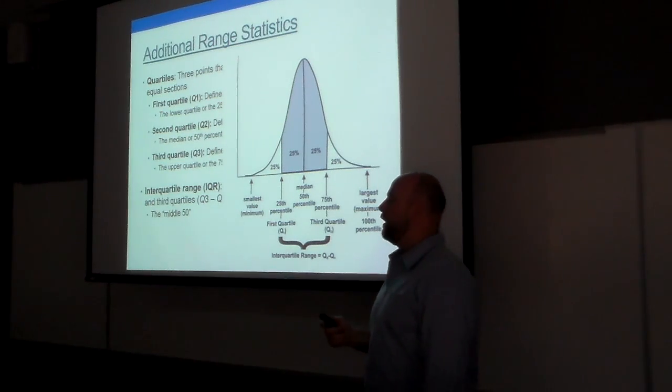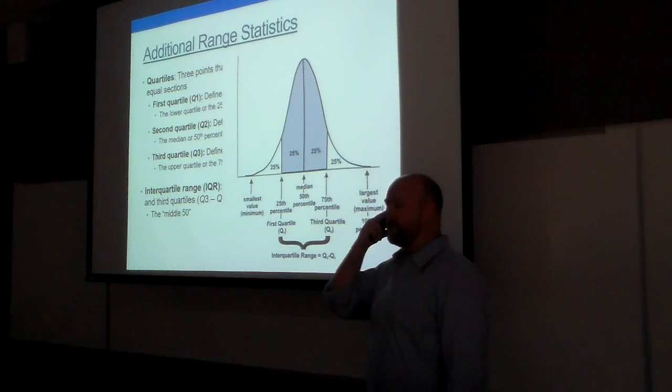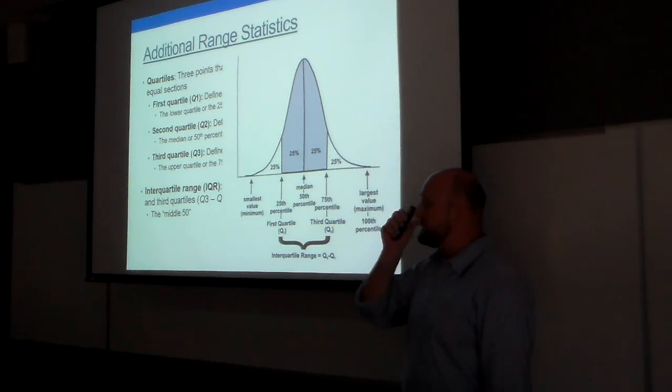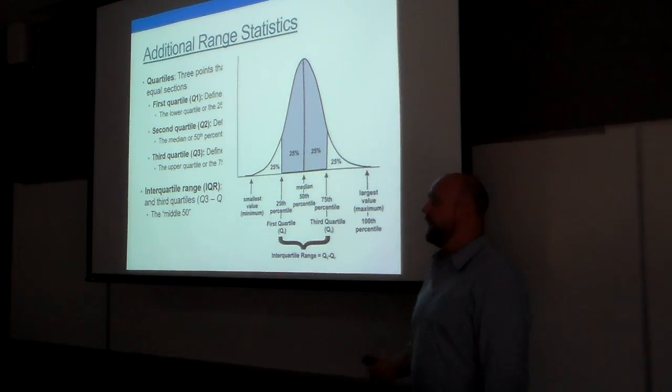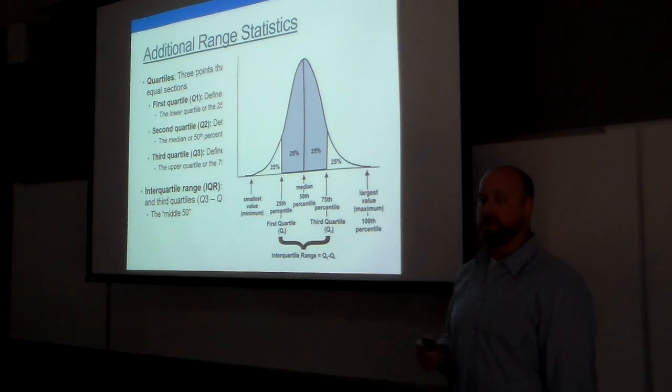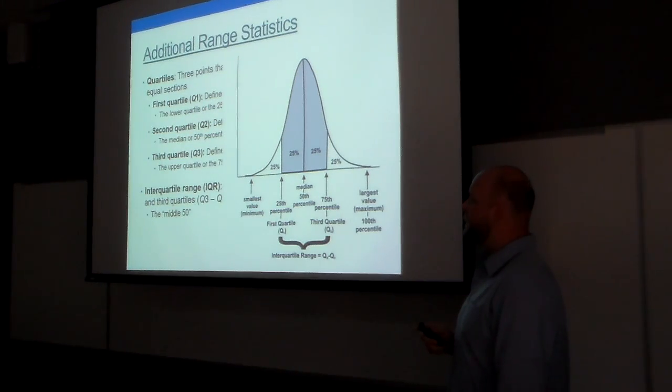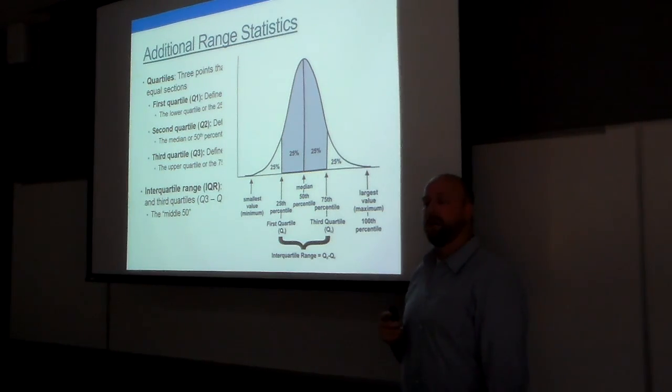We don't see this a whole lot in psychological statistics, but if you get into other types of research areas, this becomes more important. We use this a lot when we talk about box plots and things along those lines. Okay. Questions about interquartile range, quartiles, and how we would interpret those?